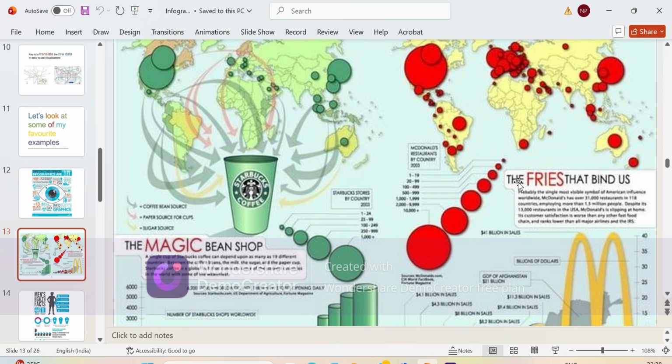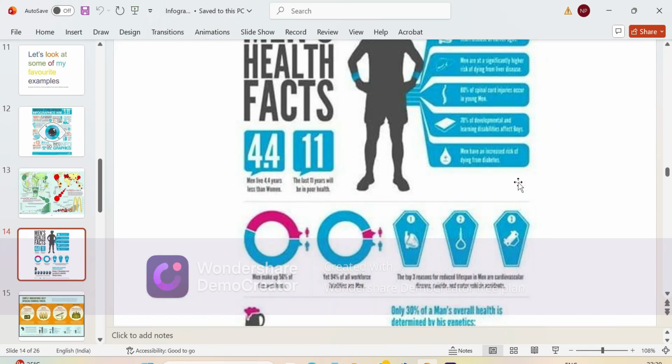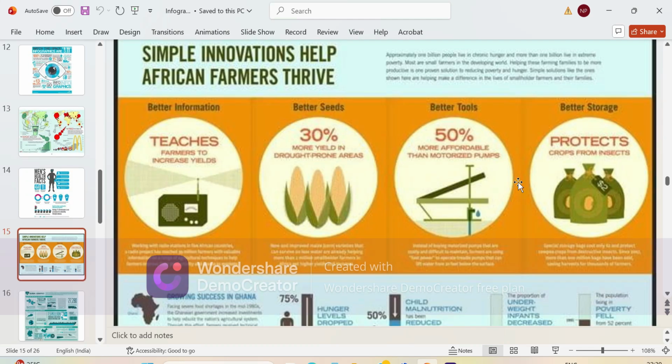This is also another example talking about infographics. This one is about health facts, which can be considered for a particular analysis used to determine a man's overall health. These are different types of visual infographics. It could be used for an awareness campaign, or for better production. So this is how different types of infographics are used.